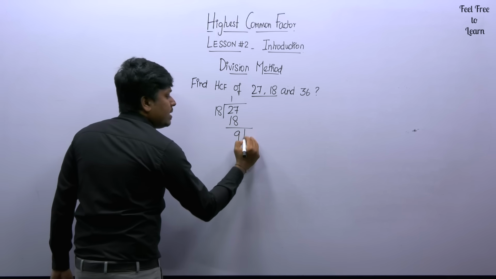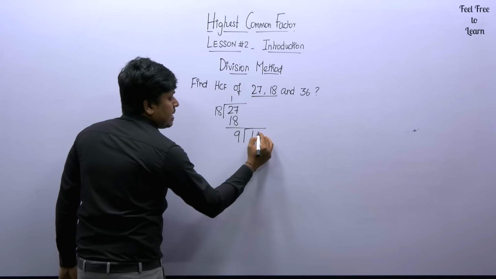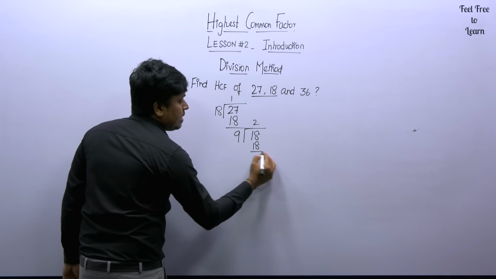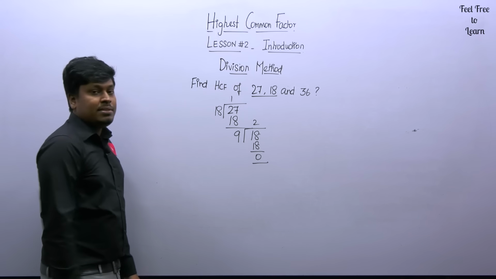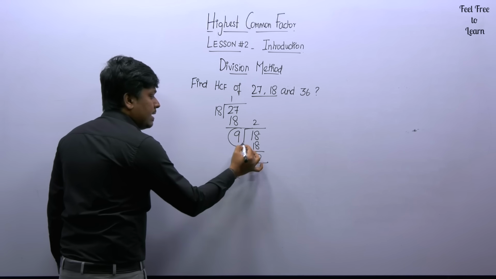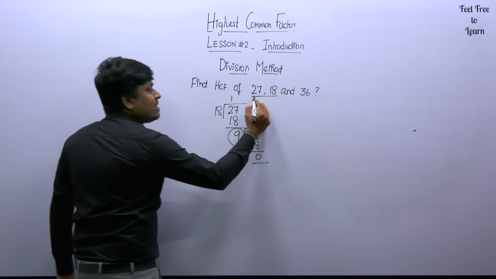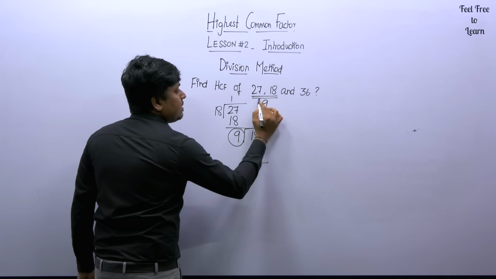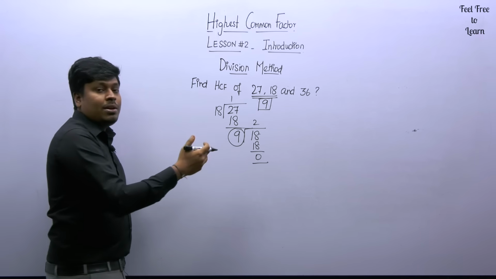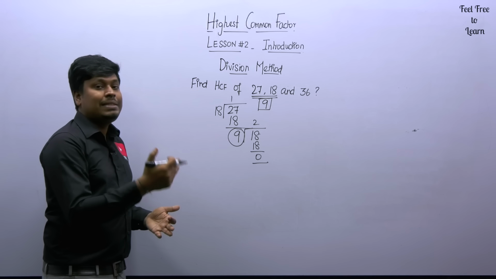We have to continue the division method. So here the divisor is 18. 2 times 18 here 0. So when we got 0 is by dividing by 9. So finally we can say that for the first 2 numbers, the HCF is 9. So we have to continue the division method for the third number.